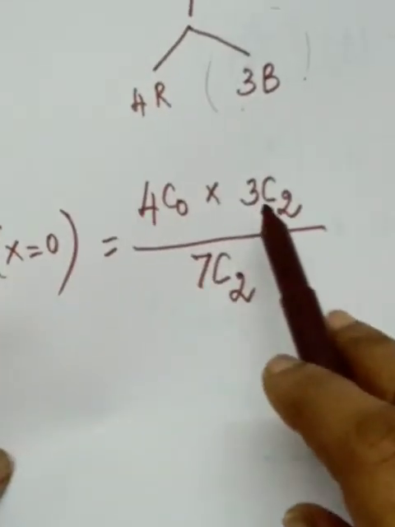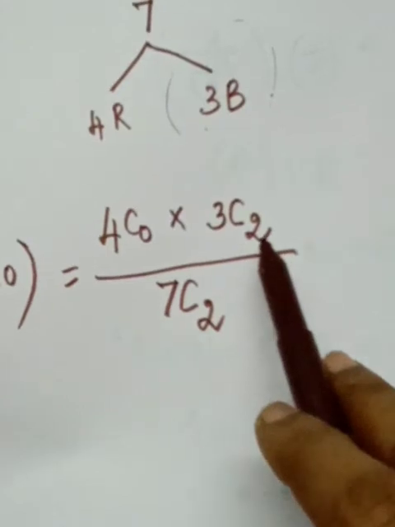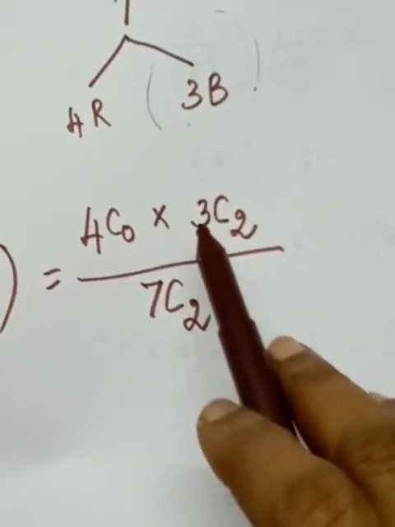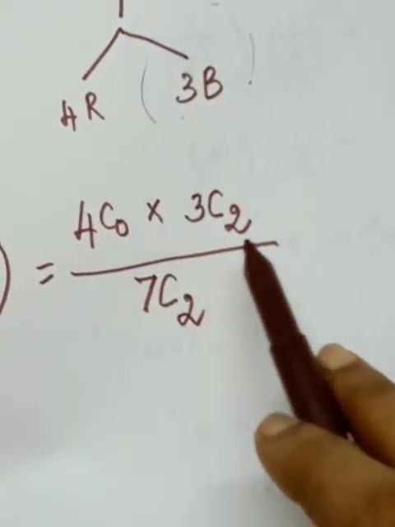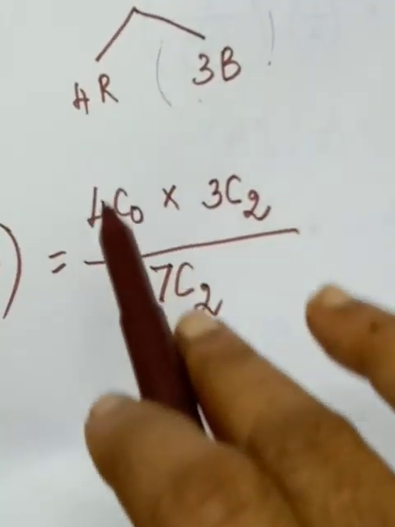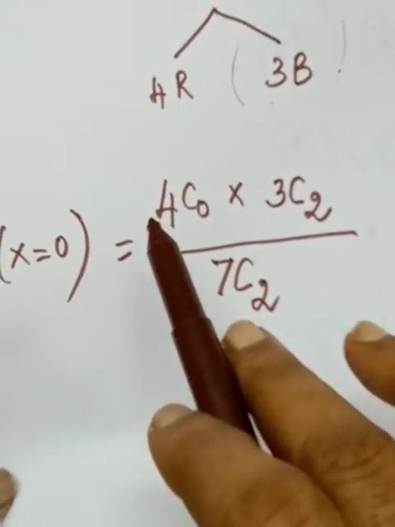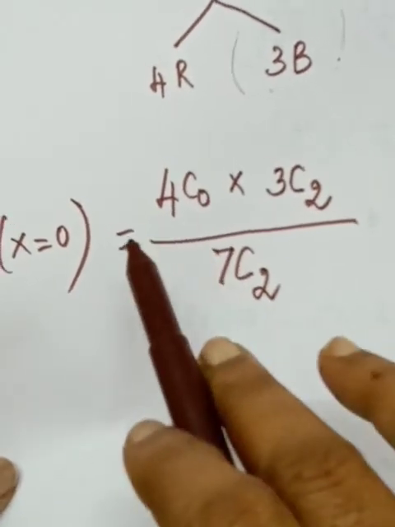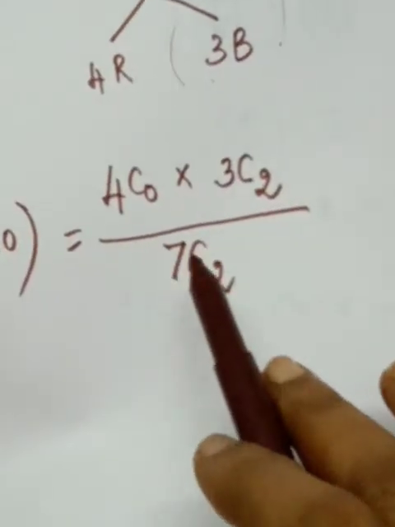So therefore 2 black balls have to be selected from 3 black balls. It can be written using combination 3C2. At the same time, you didn't draw any red balls, that's why I have written 4C0, divided by 7C2.